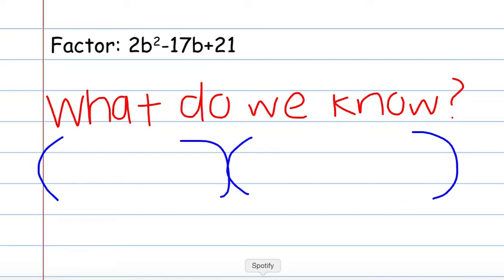We know that the only two possible factors for this first term, 2b squared, have to be 2b and b. We know that for sure. There's nothing else that will factor into those. Those are the two factors. Then I know that the negative 17 really throws people off, so sometimes that's a challenge. But we see that this is a positive 21, so we know it's a positive 21.